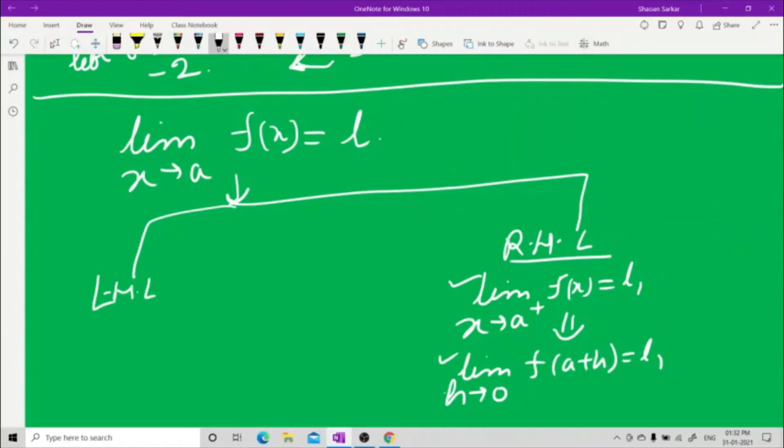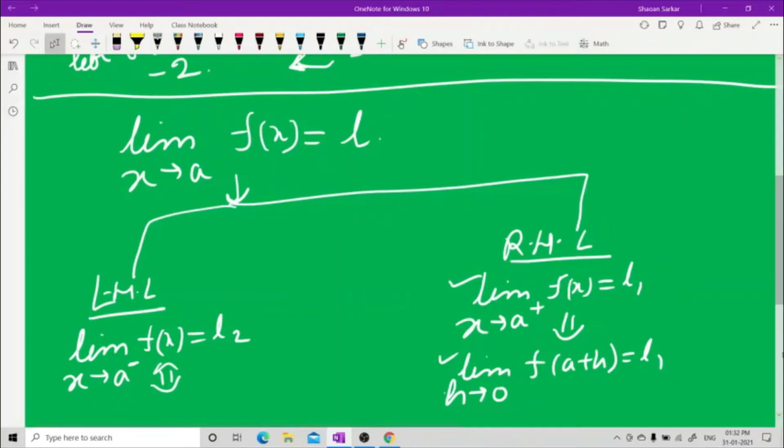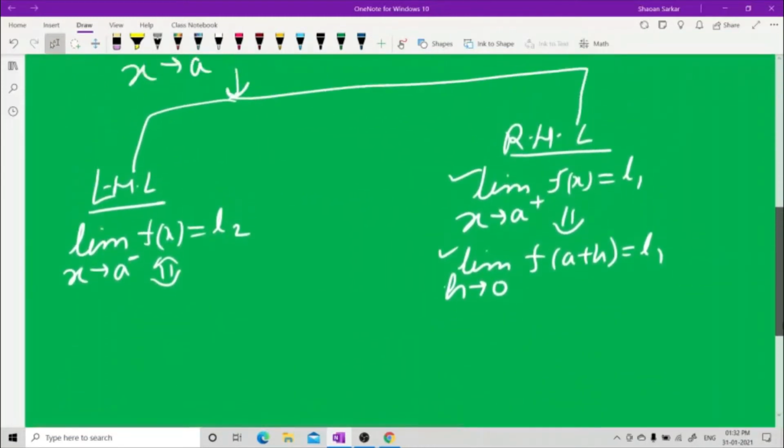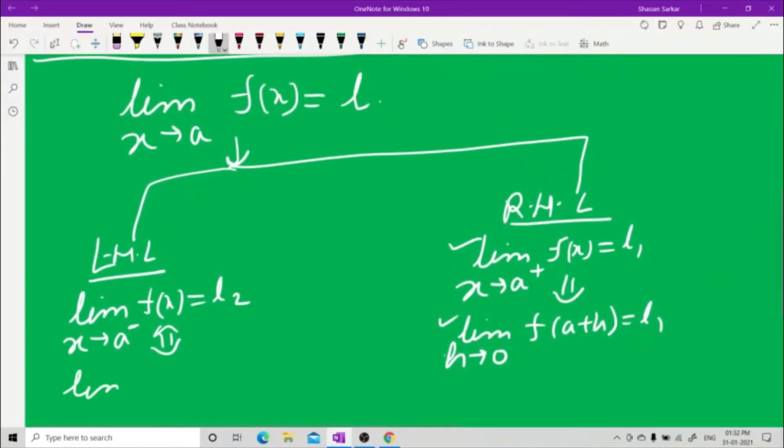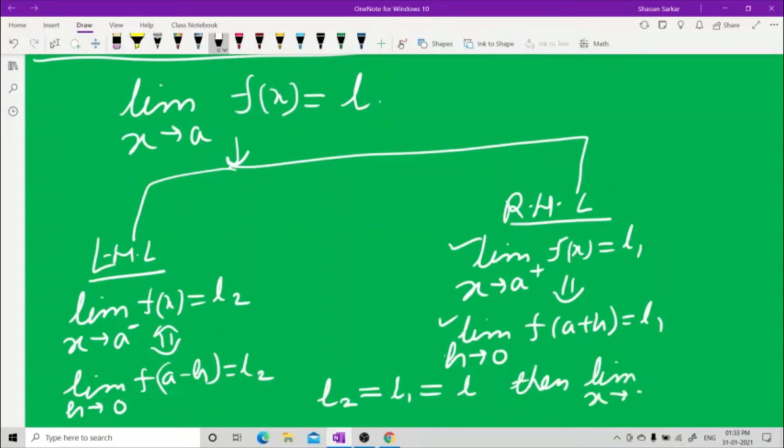Now the left hand limit is written as limit x tending to a minus of f(x), that is the left side of a, equal to say L2. This can also be written as limit h tending to 0 of f(a minus h), and this is also L2. Now if L2 equals L1, let us call it L, then the limit exists, that is, limit x tending to a of f(x) equals L exists. This point is a, the right side is a plus, a is any point, and the left side is a minus on the top.